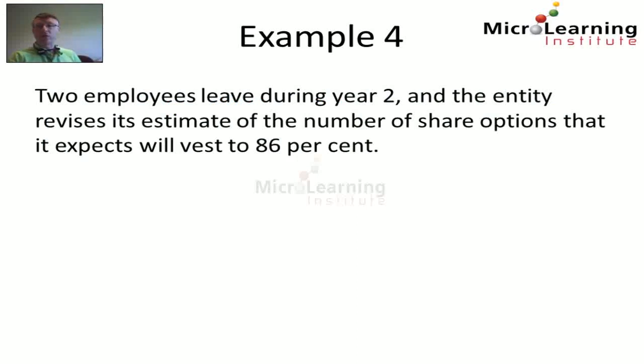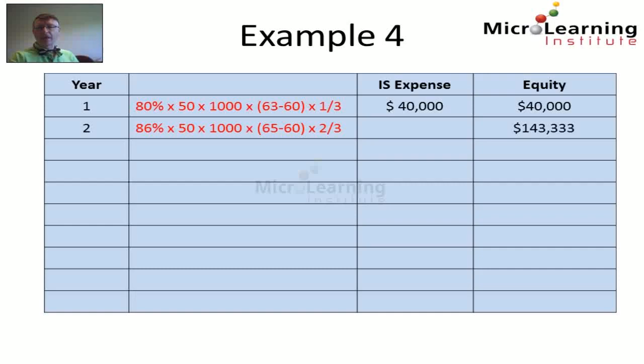Next, we're told that 2 employees leave during year 2, and the entity revises its estimate of the number of share options that it will expect to vest to 86%. So, at the end of year 2, we again can calculate from the formula the cumulative equity to be recognized to the statement of financial position. Now it's 86% of the 50 employees are expected to vest. Each will be entitled to 1,000 share options.